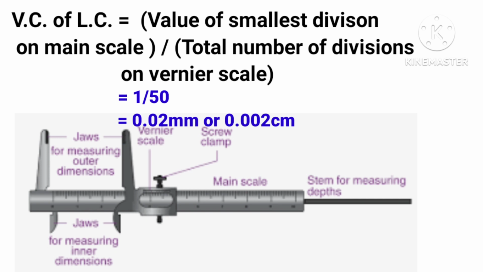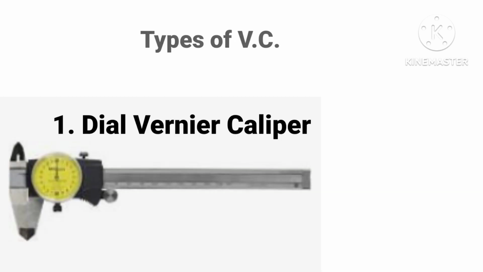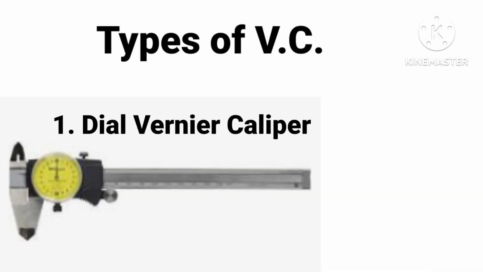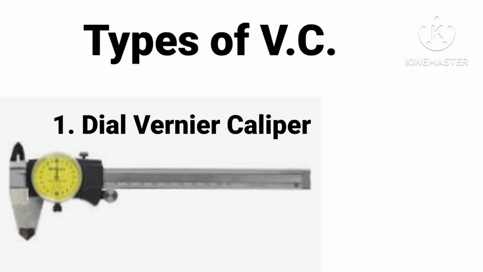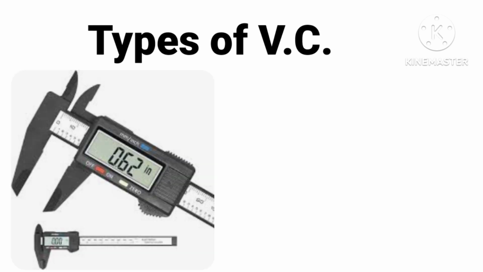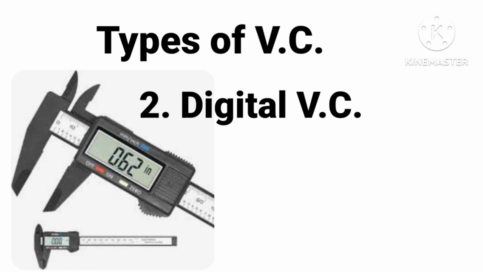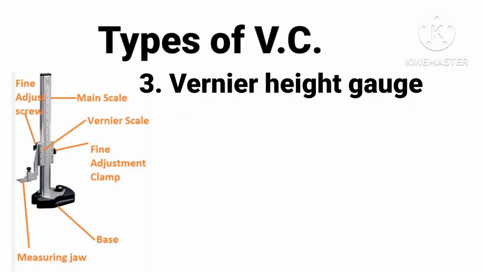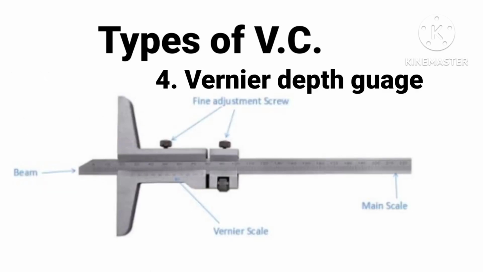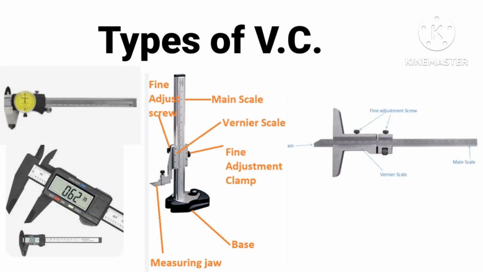Now we are going to focus on various types of Vernier Caliper. First, dial Vernier Caliper, second is a digital Vernier Caliper, third Vernier height gauge, and fourth type is Vernier depth gauge. You can see all images on the screen.